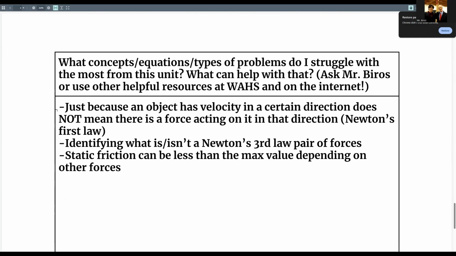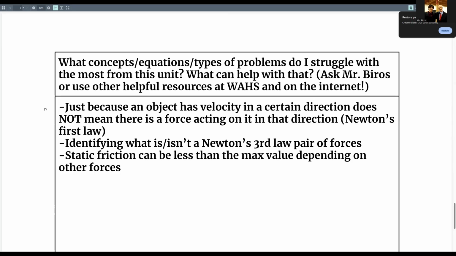Okay, just a few things. One that comes up a lot is, if an object's moving, if it has a velocity in a certain direction, that doesn't mean there has to be a force acting on it in that direction at the current moment. At some point, it is true that some force acted to accelerate the object and give it that velocity that it had in that direction, but it doesn't mean that that force still has to be acting on it.